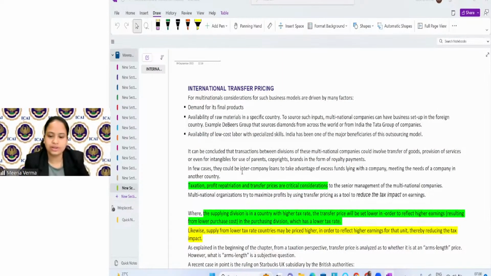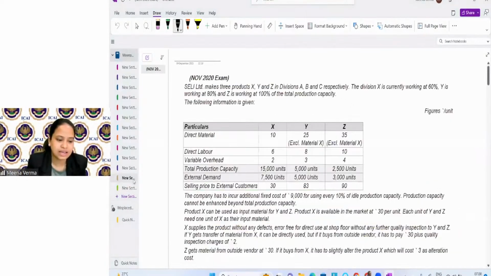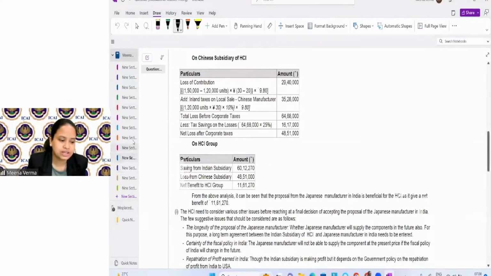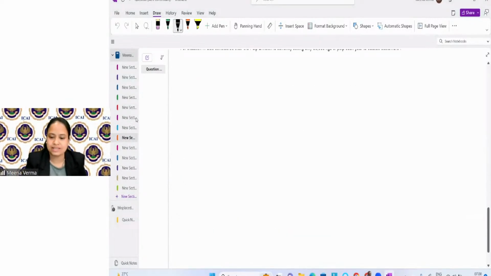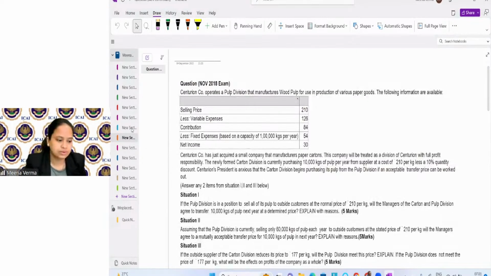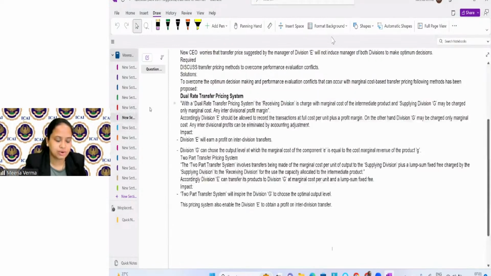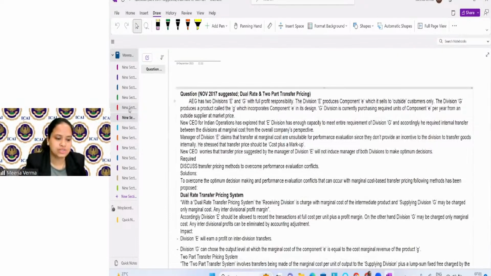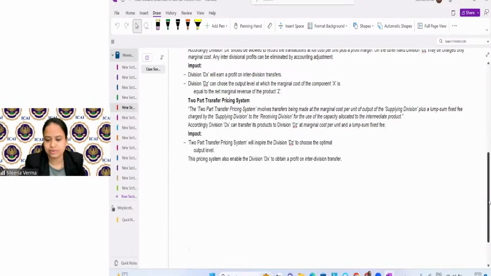Our transfer pricing topic is left, and we are practicing more questions from transfer pricing. Two topics are left which we will cover today: one is international transfer pricing, and the second is the dual rate transfer pricing system. I'll cover these two topics.